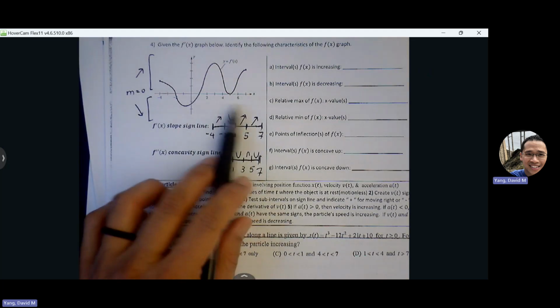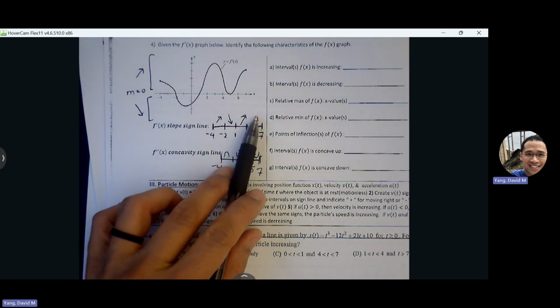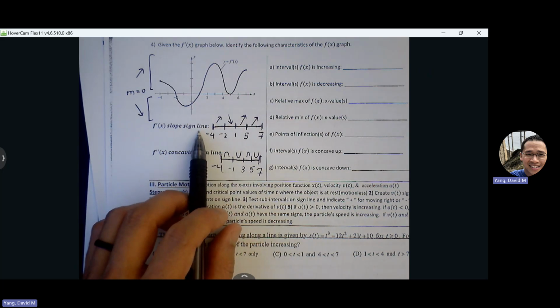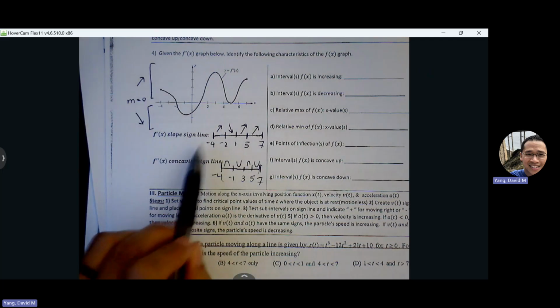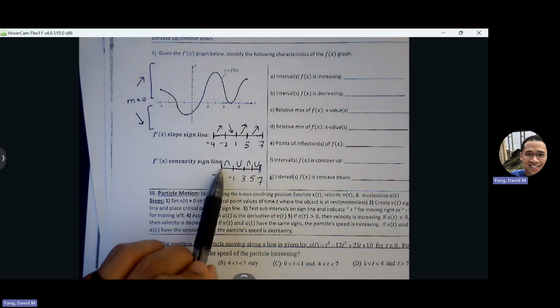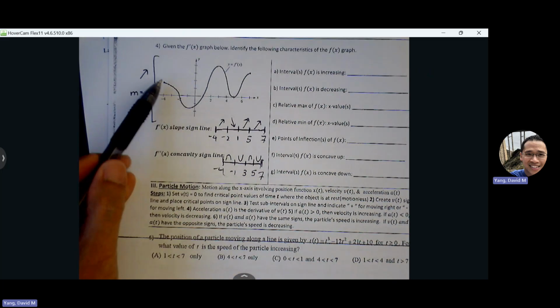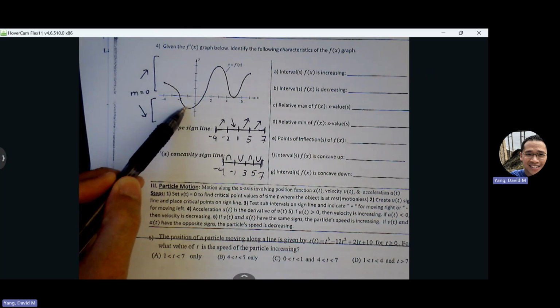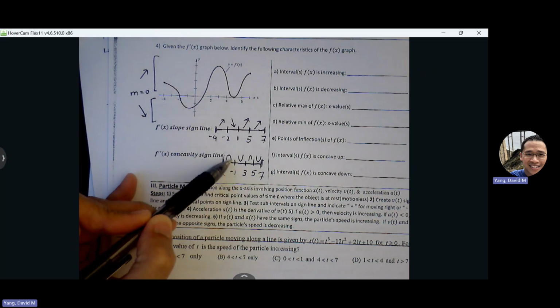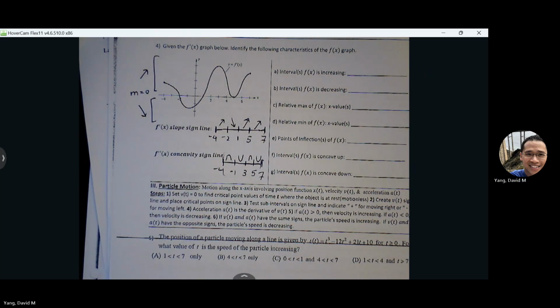So if I'm pulling from the slope side, if I'm looking to fill in my slope sign line, then I'm just looking at location, looking to see is this graph above or below the x-axis. But if I'm trying to fill in the concavity sign line, I'm looking at the slopes. So negative slope means the original graph is going to have a concave down shape. So it's not necessarily when f prime of x, the y value, is above 0. It's when it's rising.